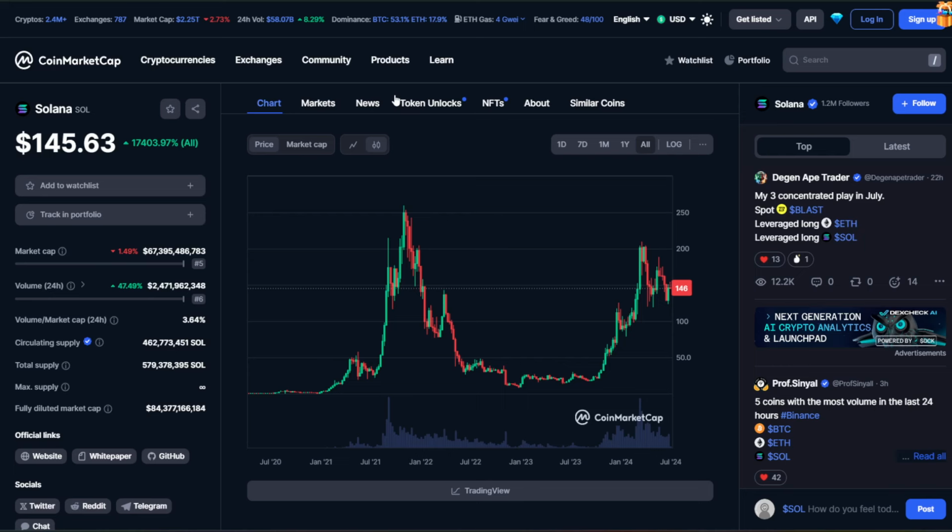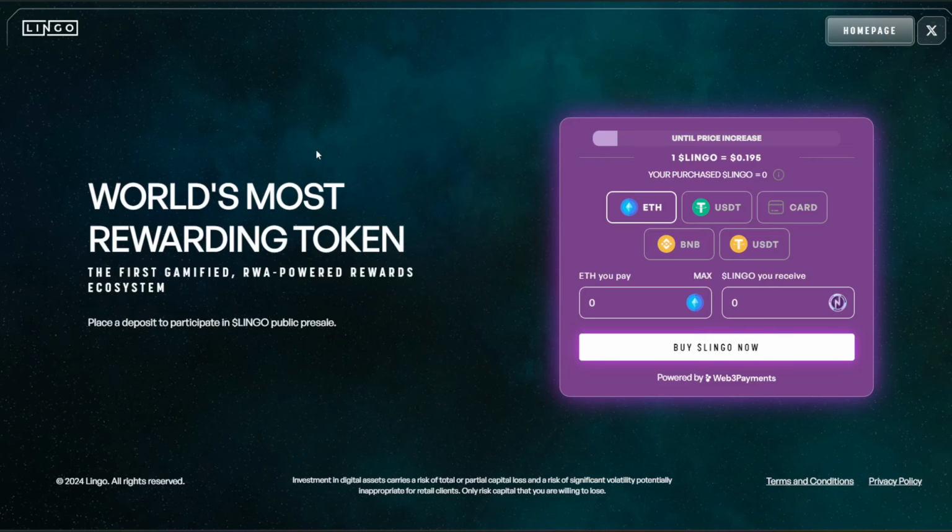At the beginning, many were skeptical about Solana's potential. However, as the team continued to deliver on their promises and the technology proved its worth, more investors started to take notice. By the end of 2021, Solana's price had skyrocketed to over $200. This remarkable growth was fueled by strong technological foundations, strategic partnerships, and a dedicated community. And just like Solana, Lingo has the potential to achieve similar success. The recent price move from about 0.1875 cents to 0.195 cents is just the beginning.